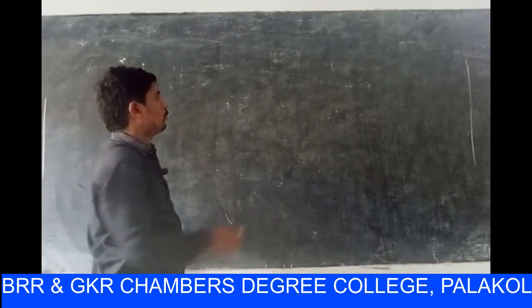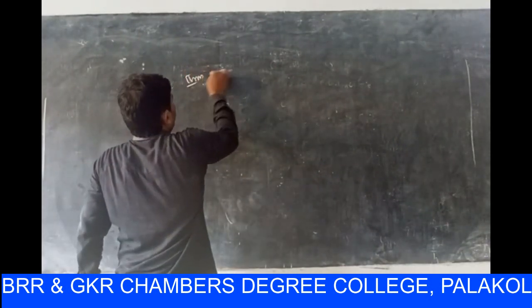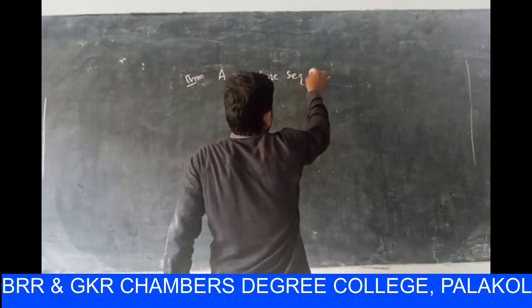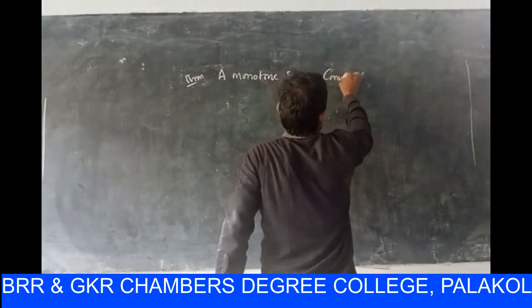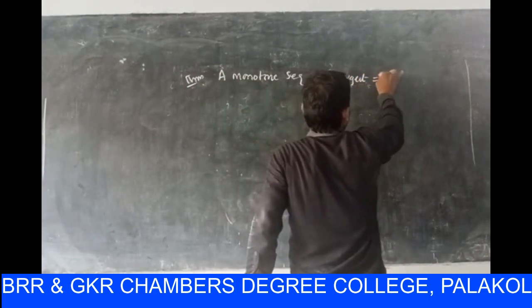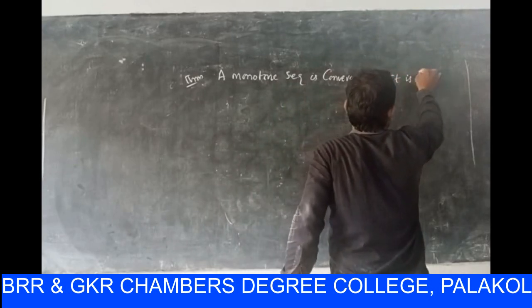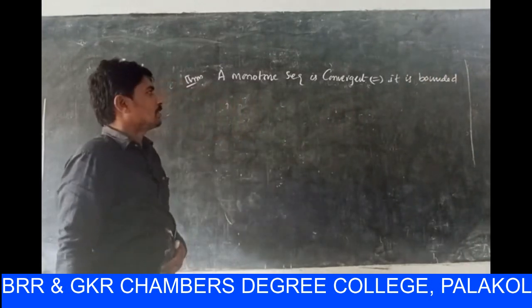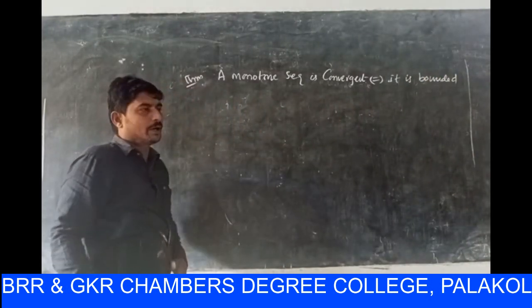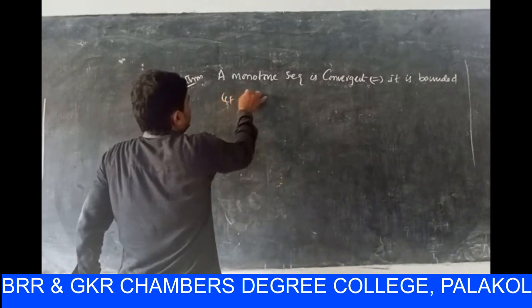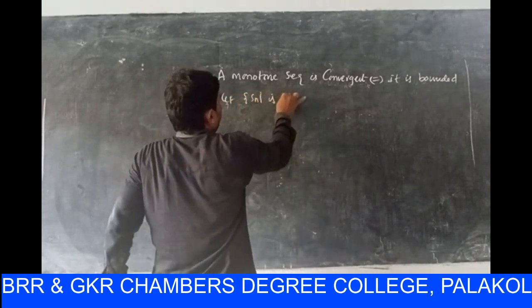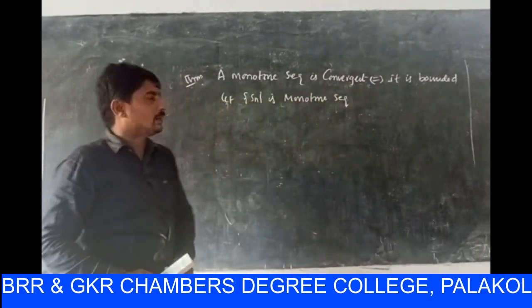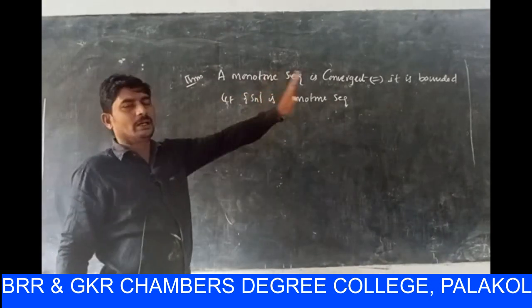Next theorem: a monotone sequence is convergent if and only if it is bounded. A monotone sequence is convergent if and only if it is bounded. Suppose the sequence Sn is a monotone sequence. Now we show that the sequence Sn is convergent if and only if it is bounded.